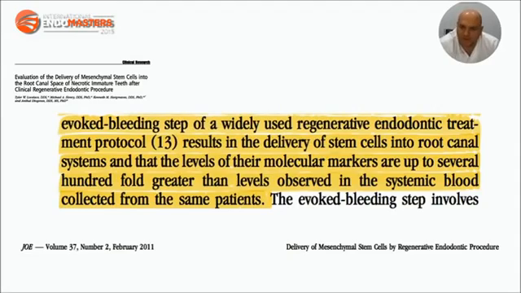This is exactly what Lovelace and colleagues demonstrated in their paper. They demonstrated that the evoked bleeding step of revascularization protocols results in the delivery of stem cells into the root canal system, and that the levels of their molecular markers were several hundred-fold greater than the levels observed in the systemic blood. The data presented in this paper verified not only the delivery of stem cell markers into the canal space, but also that these cells originate from local adjacent tissue and not from the systemic circulation.